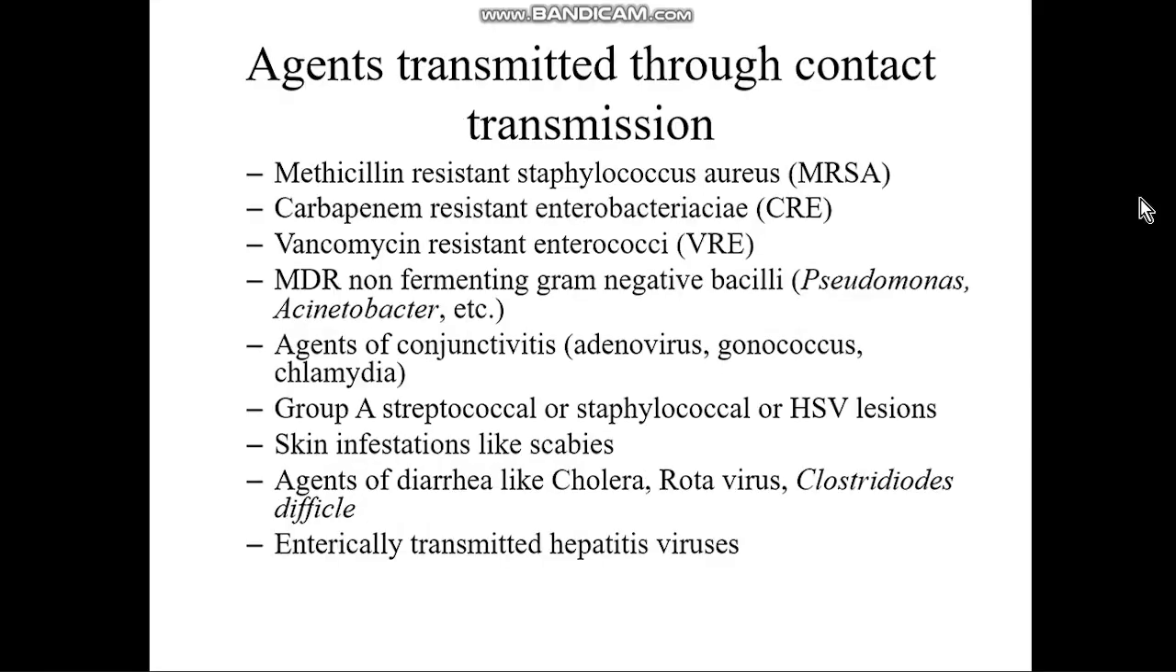Agents that are transmitted through contact transmission include methicillin-resistant Staphylococcus aureus, carbapenem-resistant Enterobacteriaceae, vancomycin-resistant Enterococci, multi-drug-resistant non-fermenting gram-negative bacilli like Pseudomonas, Acinetobacter, etc. Agents of conjunctivitis like adenovirus, gonococcus, chlamydia, etc. Group A streptococci or staphylococcal or herpes simplex virus lesions. Skin infestations like scabies. Agents of diarrhea like cholera, rotavirus, Clostridioides difficile, etc. And enterically transmitted hepatitis viruses.